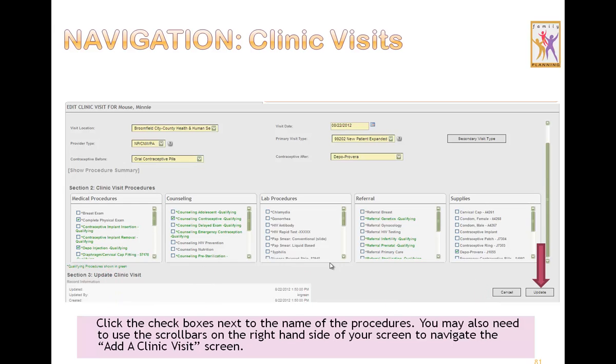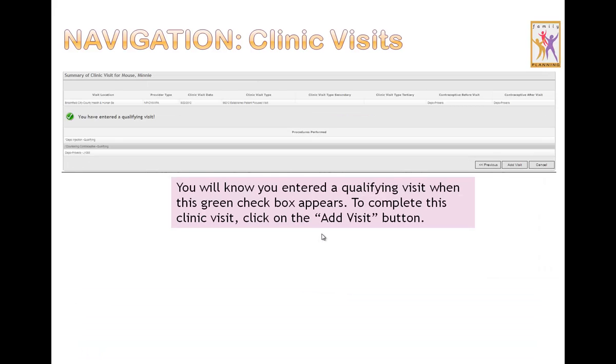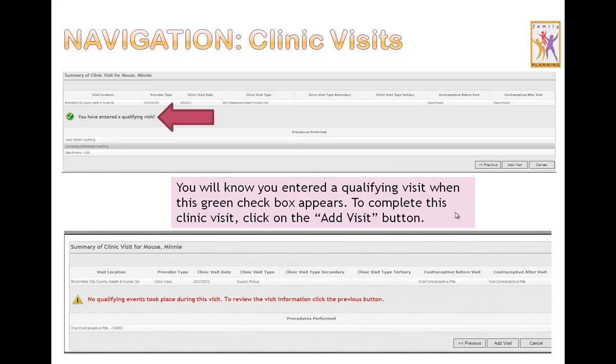Once you've done so and you're confident that you've captured everything from that patient's information and put it into the record, go ahead and hit update. Now you'll know that you've entered a qualifying visit when this little green checkbox appears. And to complete the client visit, all you have to do is click Add Visit, which will be right here. In the event that you don't have a qualifying visit, this language will pop up.